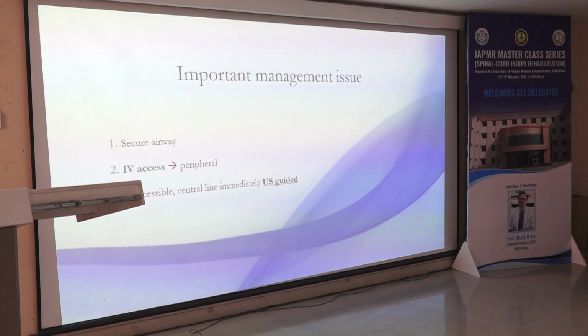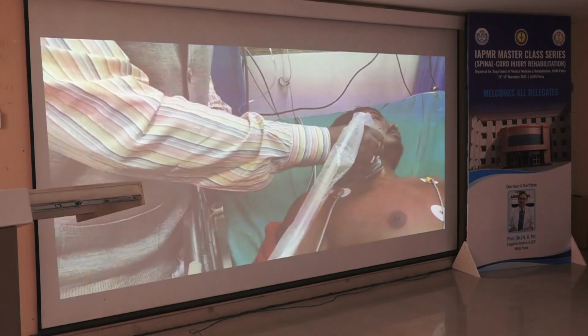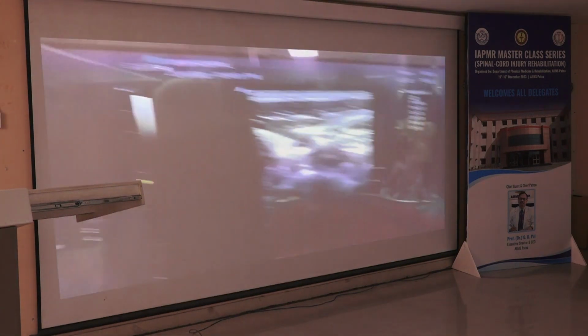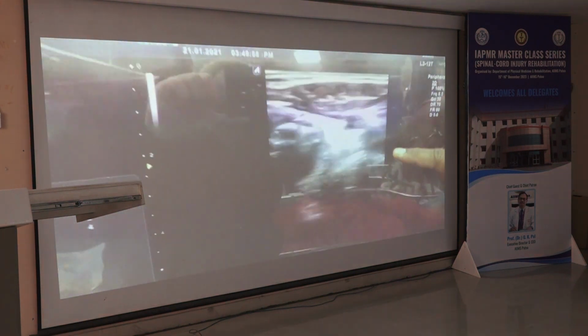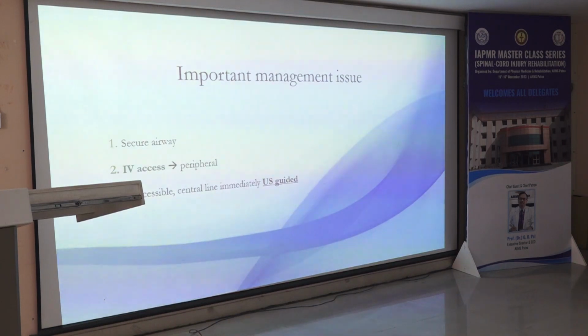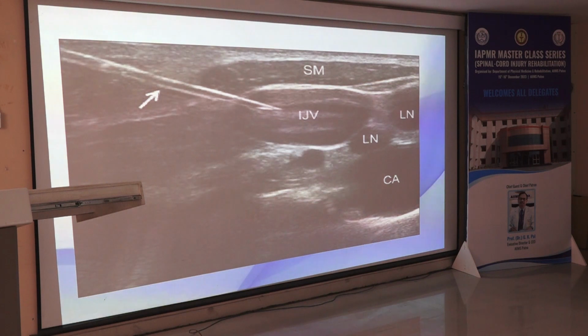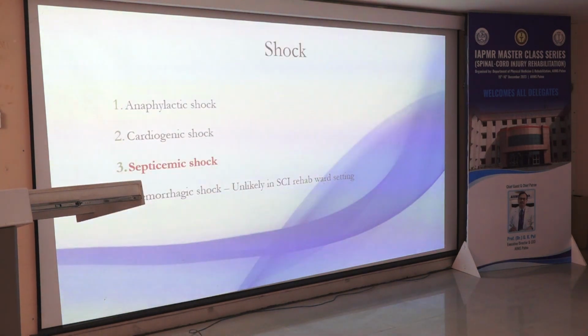So what are the important management issues in shock? We know that we need to ensure the airway. And again, IV access is very, very important. Sometimes it may be difficult to access. But nowadays, all of our PGs are quite competent with USG, and it is quite easy to go for a central line with USG. If you put the probe there, you can see the vein quite easily. Then you can put the needle there, the guidewire there, and then insert the central line. So it's not that difficult.